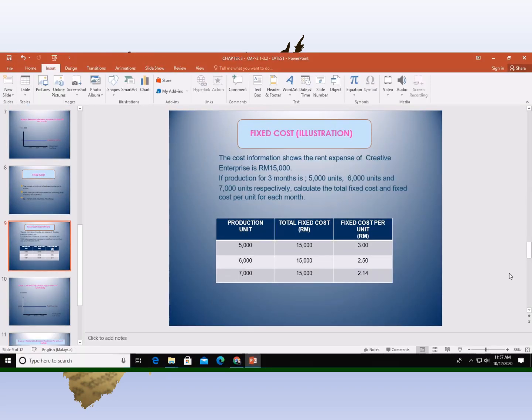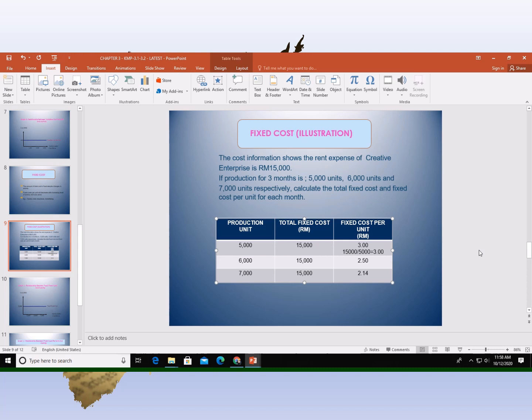There are 3 levels of production units, 5,000 units. Total fixed cost is 15,000 ringgit, but the fixed cost per unit is 3 ringgit. To get 3 ringgit, we must divide total fixed cost 15,000 ringgit by 5,000 units. Then we will get 3 ringgit per unit.